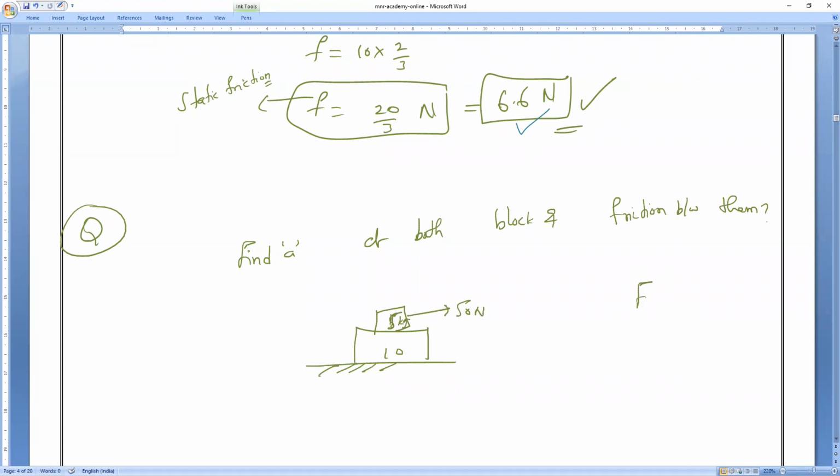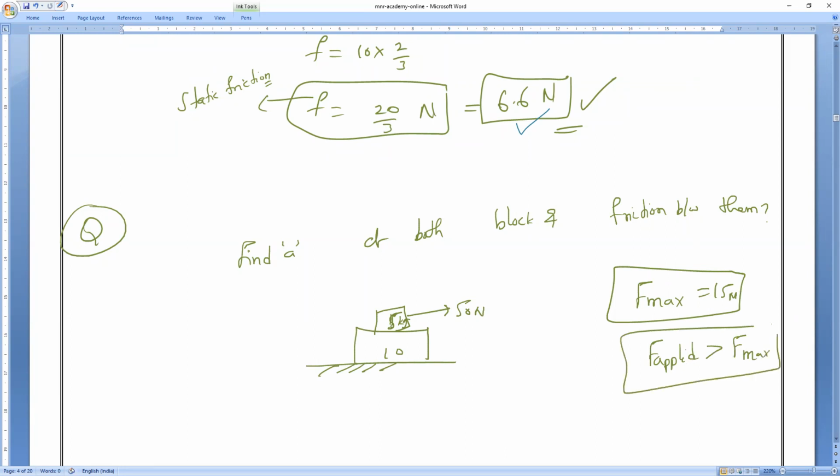Now observe very carefully. We already know that F maximum is equal to how much? F maximum is equal to 10 newtons. But F applied, 50 newtons, is greater than F maximum. So now, is it no relative motion or relative motion? Both move separately or together? Separately, they will move. If they move separately, it is relative motion, which means one is moving over another.